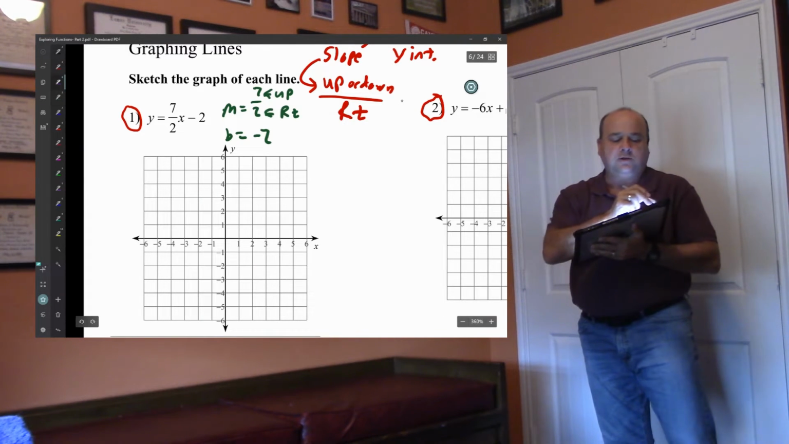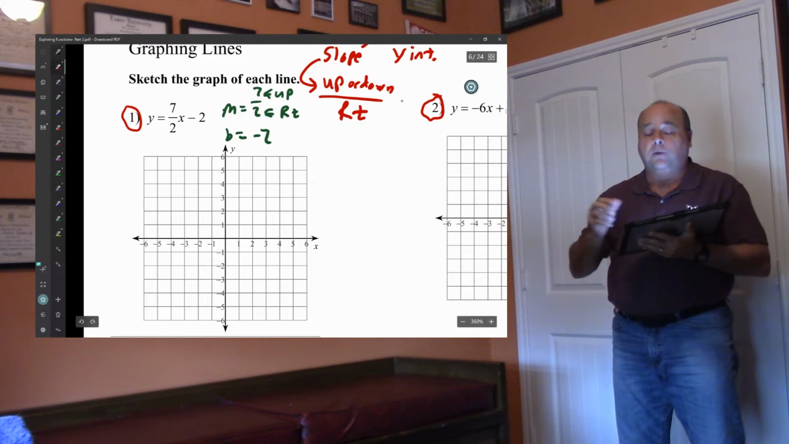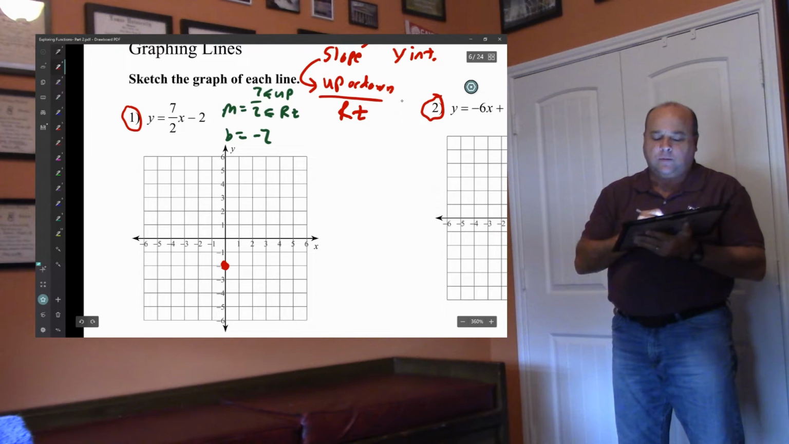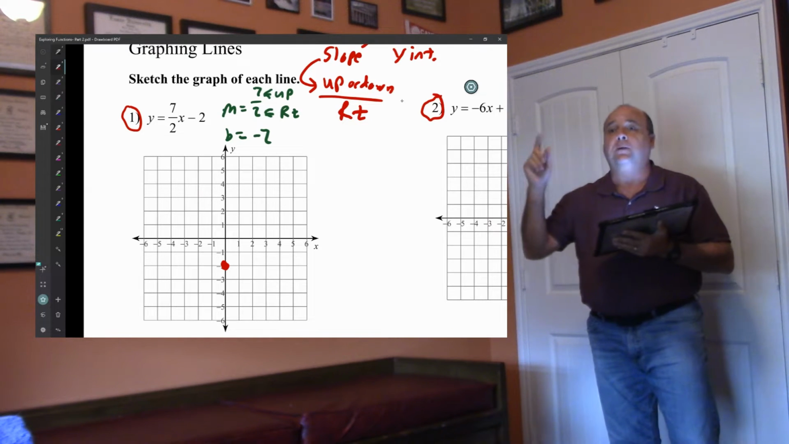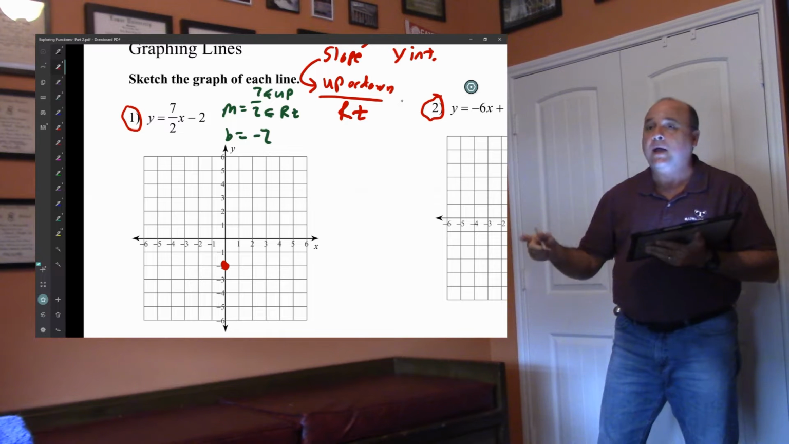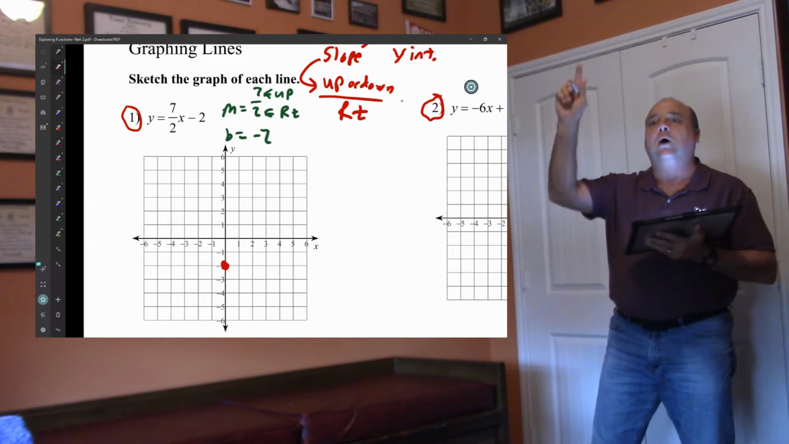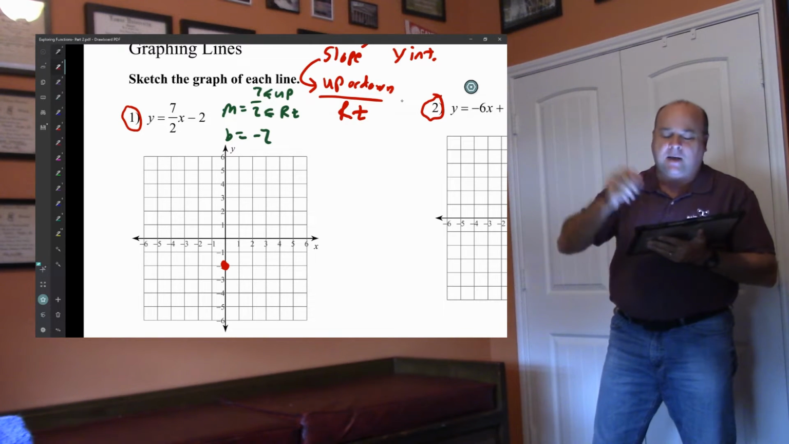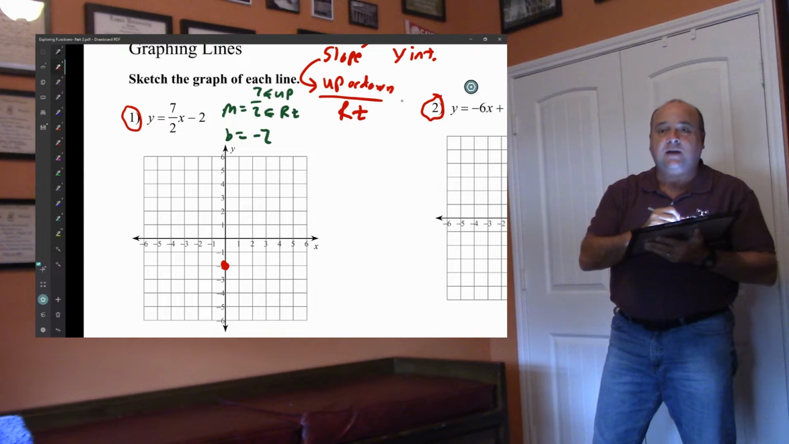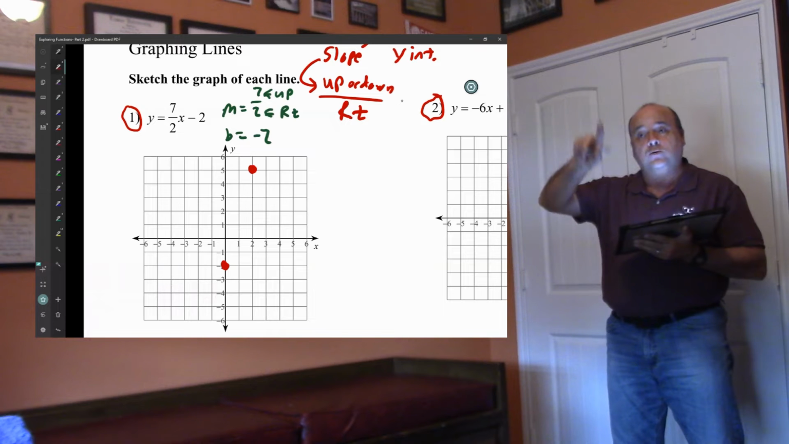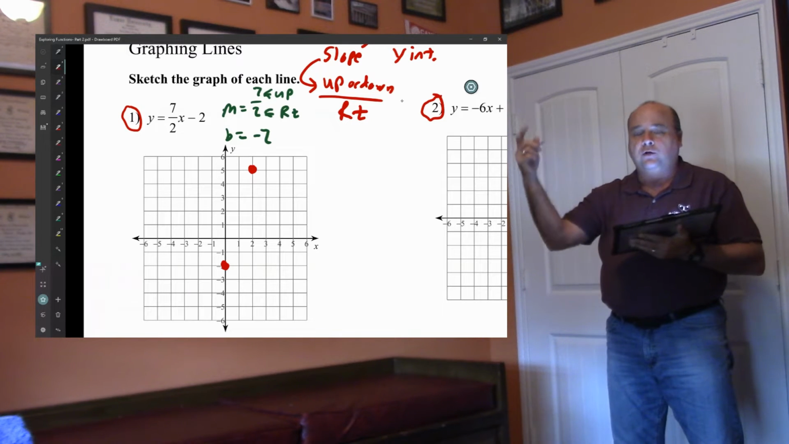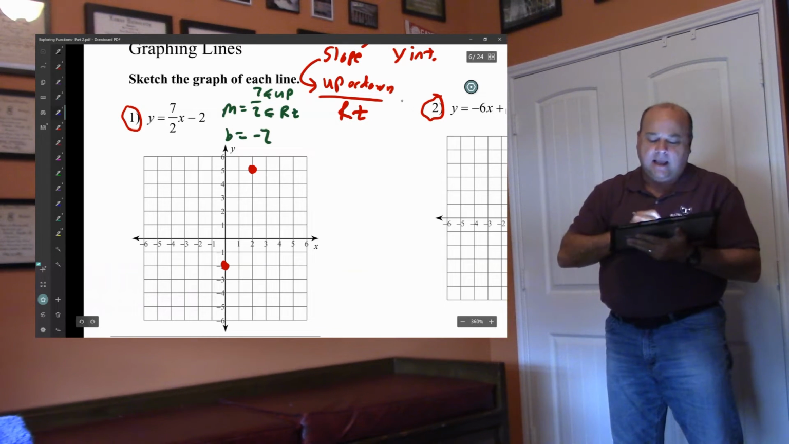So let me change colors here, and we are going to graph the starting number. The starting number is -2, so I'm going to put a dot here. From that dot, not from the origin, but from that dot, I'm going to do the slope. I'm not going to go left or right. I'm going to go up or down. Since my slope is positive, I'm going to go up 7 and to the right 2. So 1, 2, 3, 4, 5, 6, 7, 1, 2. I'm right here, aren't I? Those are the only 2 dots. If I go down, I'm going to be off the graph. So those are the only 2 dots I could get on that.